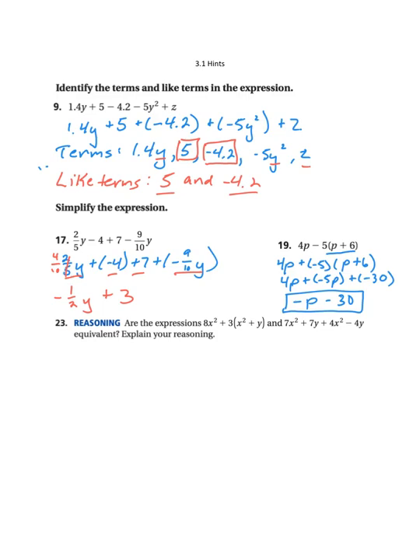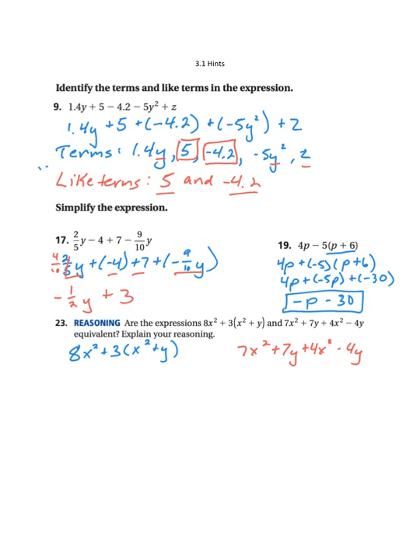All right, my next question asks me to take a look at two different expressions and determine whether they are equivalent. So we're going to simplify those two expressions and see if they simplify to the same expression. So here I have 8x squared plus 3 times x squared plus y. That's my first expression. And the other one is 7x squared plus 7y plus 4x squared minus 4y.